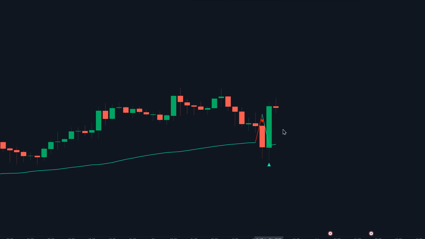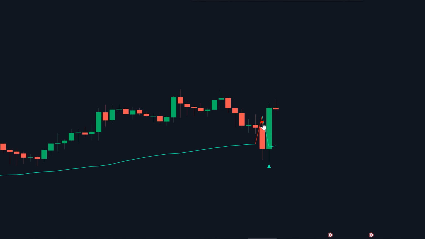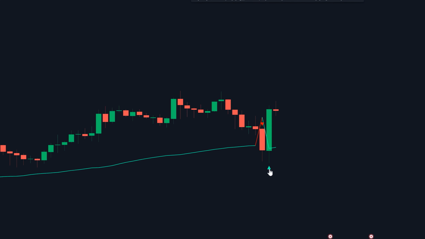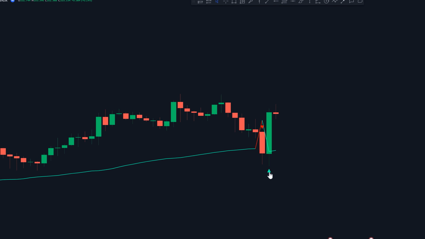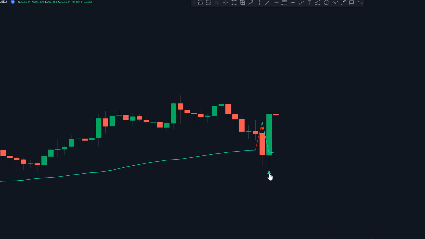This is exactly what we're looking for. A red downward arrow immediately followed by a green upward arrow on the next candle. This is the pullback. If there is a gap with any amount of candles between the red and green arrows, that entry is going to be invalidated.